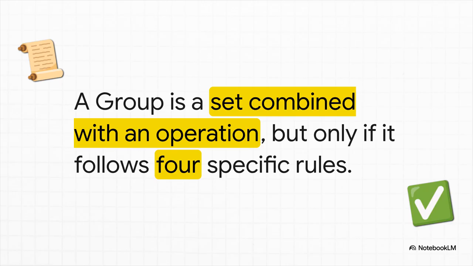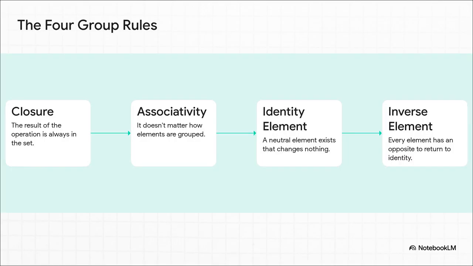But, and this is the important part, to officially be called a group, this combo has to play by 4 very specific rules. And here they are, the 4 rules of the club. Closure, associativity, an identity element and an inverse element. If your set and operation can check off all 4 of these boxes, then congratulations, you've got yourself a group.